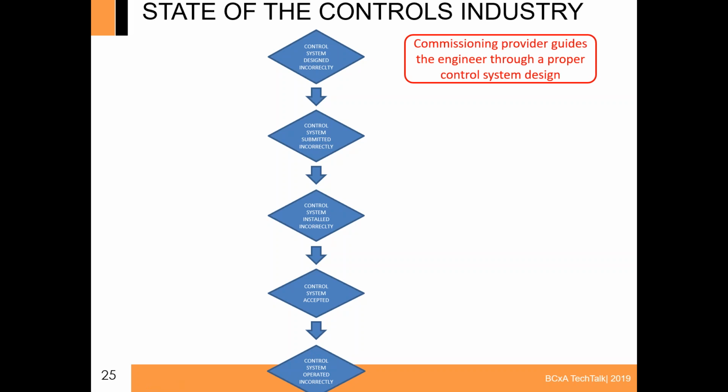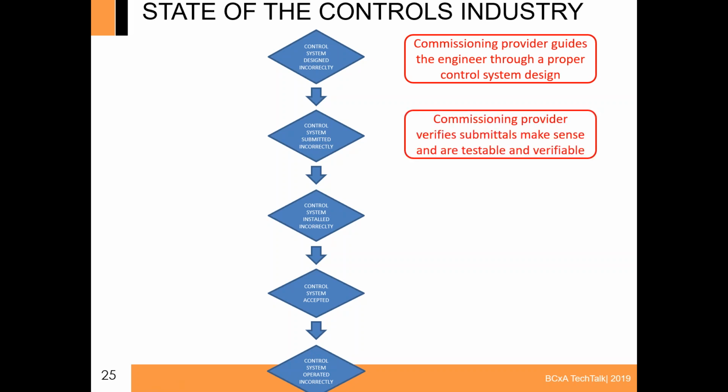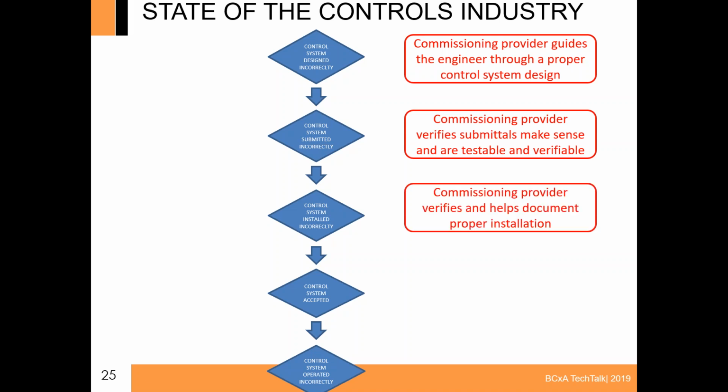So the first thing we do is we make sure to help the engineer design it correctly. Then we make sure the submittals are complete, accurate, testable, and verifiable. If the submittals are not right, we have to get the submittals right. Otherwise, how do you pass or fail functional testing? You have to compare the actual building to approved submittals. So it's very important to get the submittals right, even if that takes several iterations.